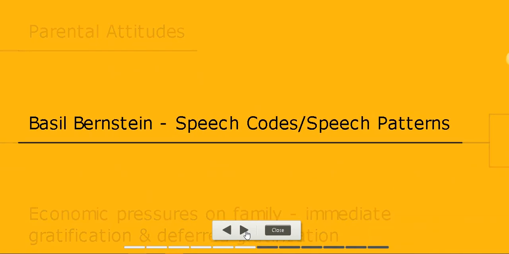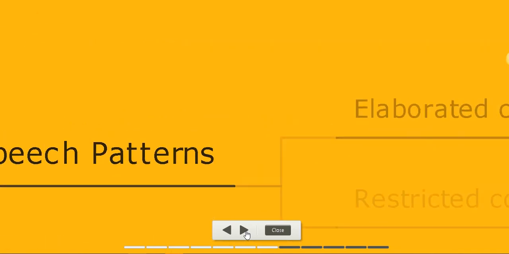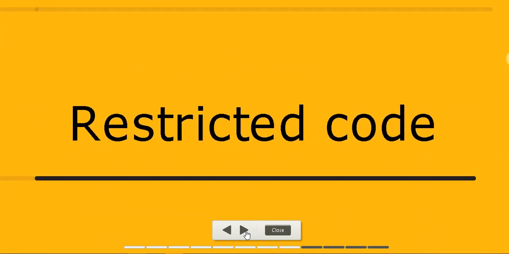Another factor related to cultural deprivation theory is language pattern, language codes. According to the sociologist Basil Bernstein, the use of language gave students certain cultural advantages and disadvantages. The education system is based on a particular language code, which has to be learned. So Bernstein argued there are two types of language code. We have elaborated code and we have restricted code.